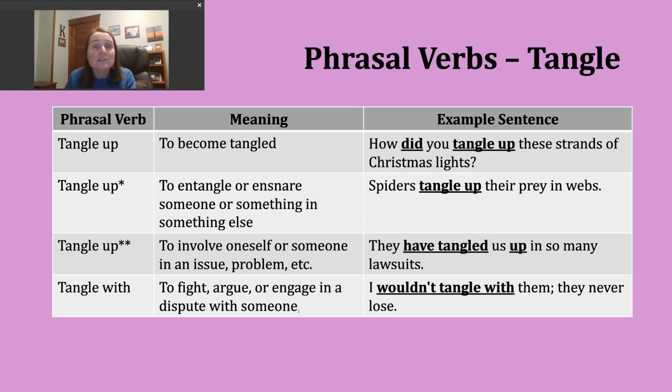Finally, the last phrasal verb we'll discuss is to tangle with. This connects most closely to the second definition of the verb we discussed earlier. So this is being used to describe fighting, arguing, or engaging in some type of dispute with someone else. An example of this: I wouldn't tangle with them. They never lose, right? So here someone is maybe suggesting don't fight, don't argue, or don't get into some type of dispute. It's not worth it. You're not going to win.